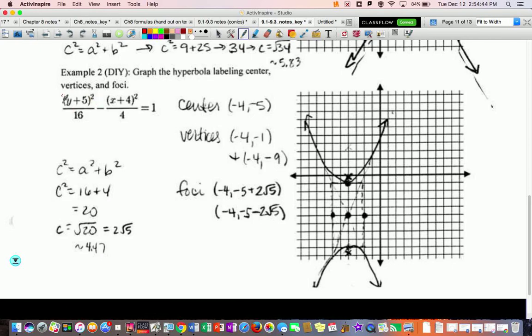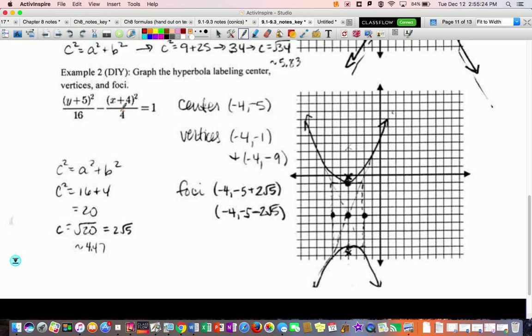This time, y is first. So when you go to do your center, be very careful that you grab the x value first, -4, the y value second, -5. So your center would have been 4 left, down 5. Now, when y is first, things are going to be vertical. So under the y is a 16. I'll square root that. So I'm going to go up 4 and down 4 from the center. So -5 plus 4 would put me at -1, and -5 minus 4 puts me at -9. So these are the two vertices.